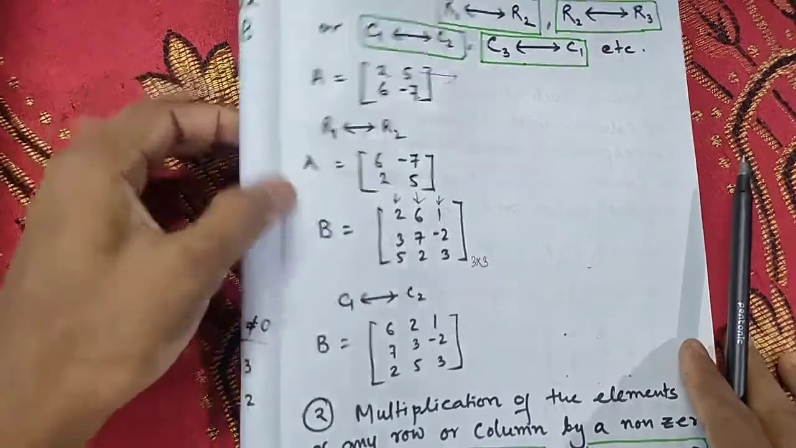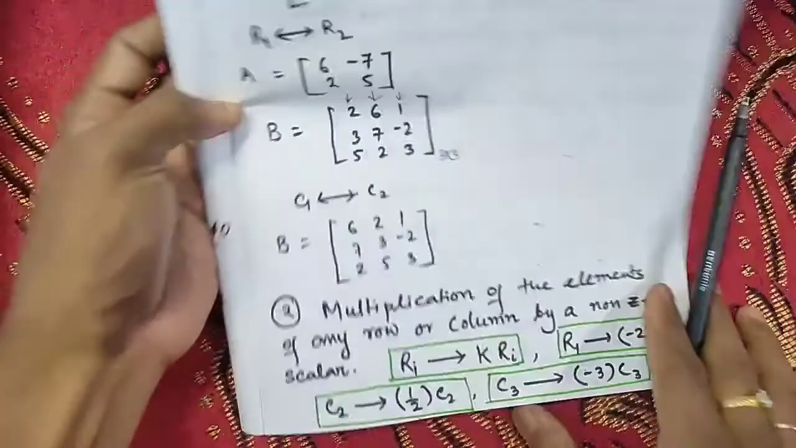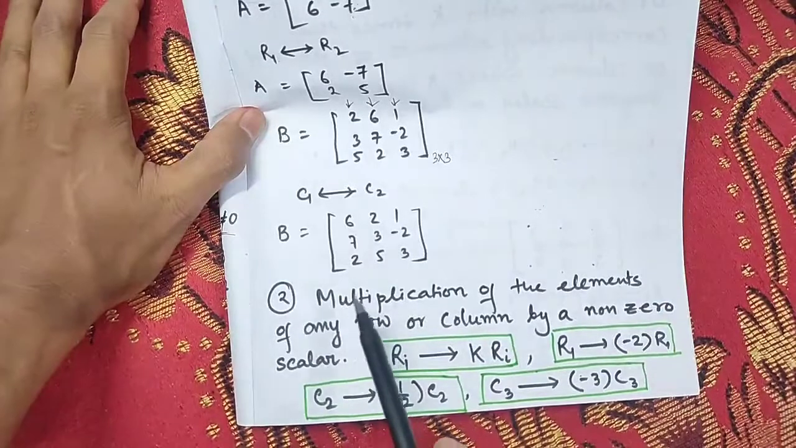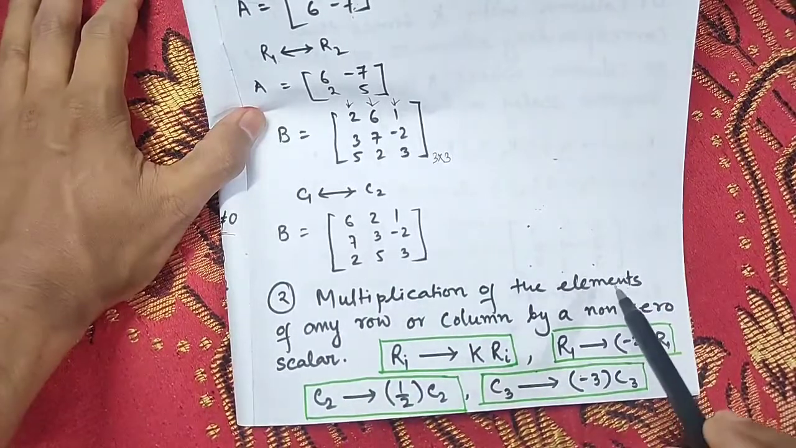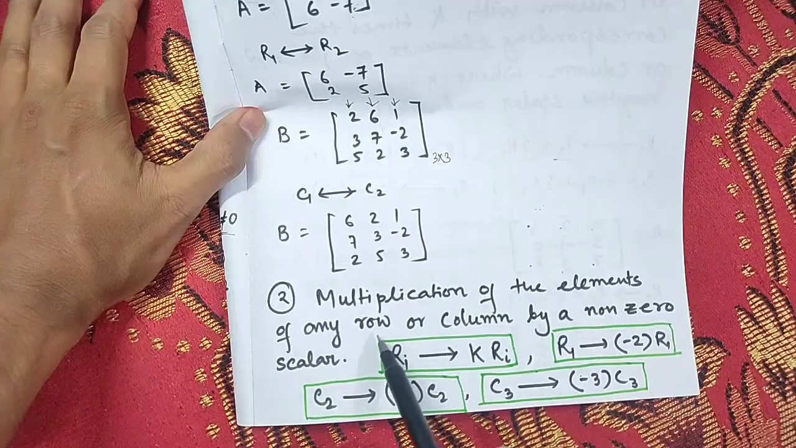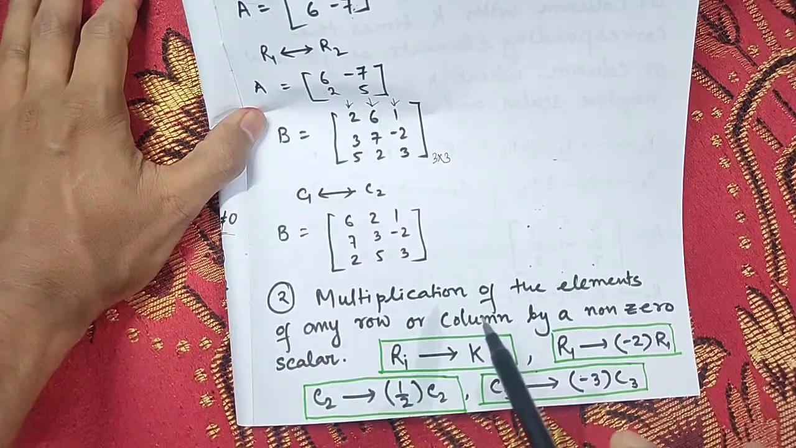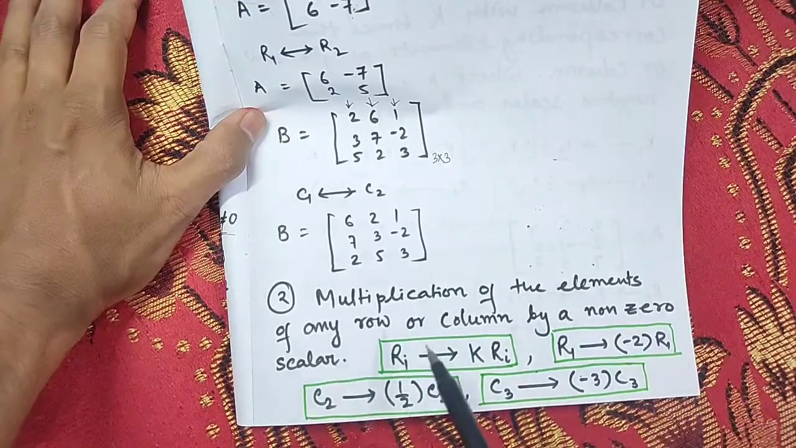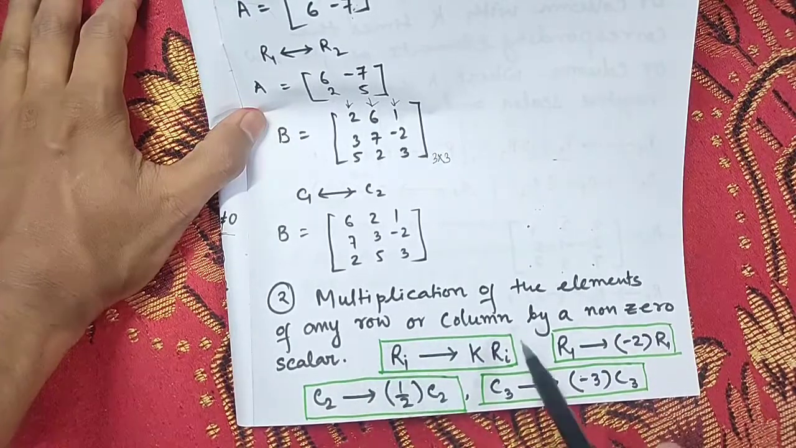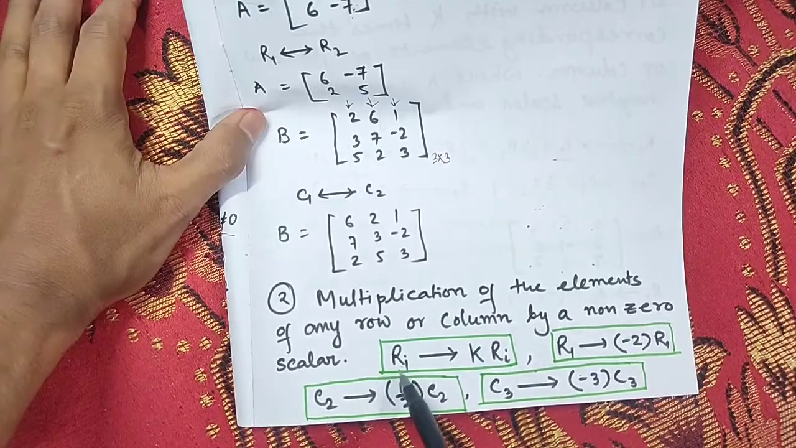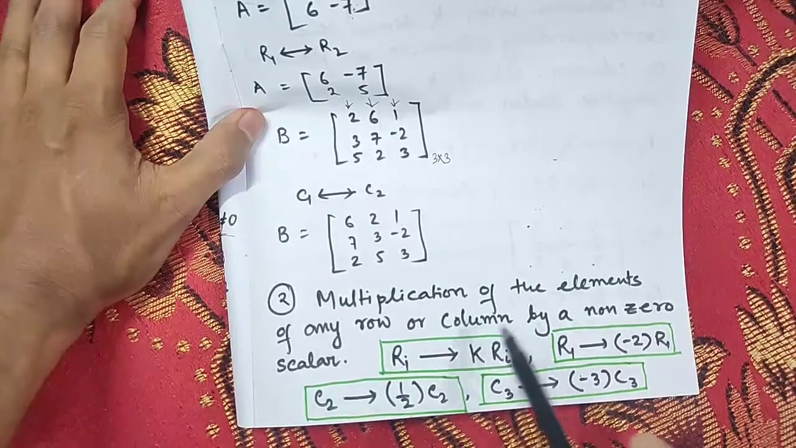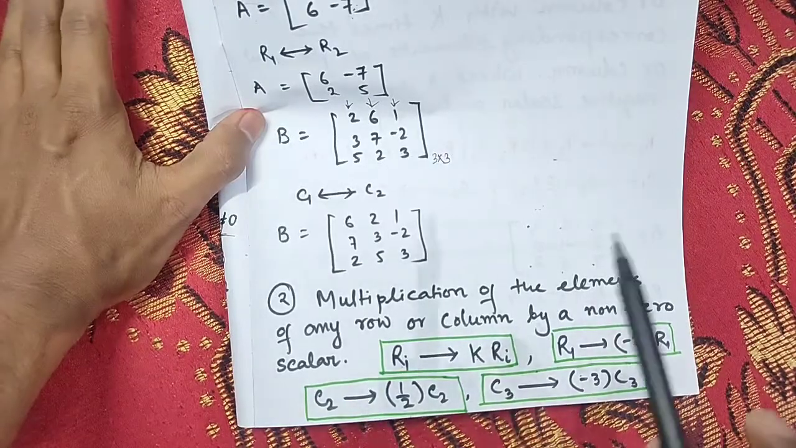Next, operation number 2. What is that operation? Operation number 2 is multiplication of the elements of any row or column by a non-zero scalar. See, in this operation we are changing Ri. How are we changing this Ri? To k times Ri, where k is any scalar, negative or positive.